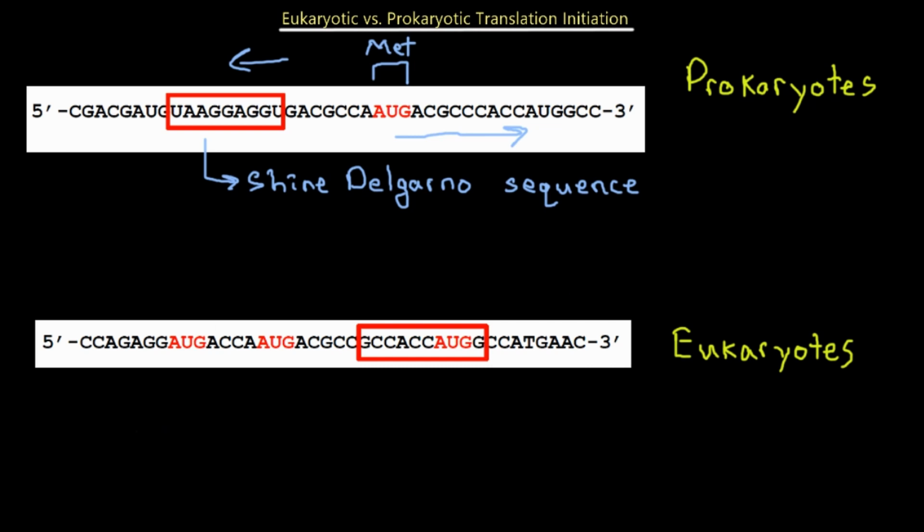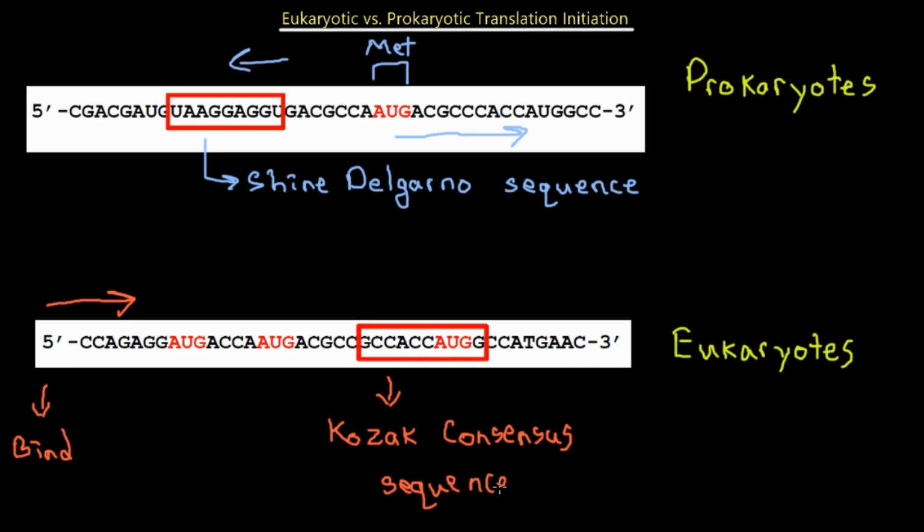What they do is that they bind to the 5' cap, so that's where the binding occurs for the ribosomes. And the ribosomes are going to have already a methionine tRNA attached to the ribosome, and it is going to scan in the 5' to 3' direction until it finds something called a Kozak consensus sequence.